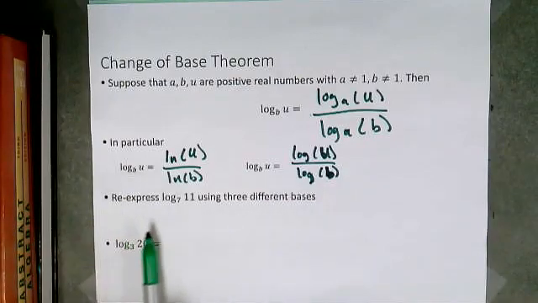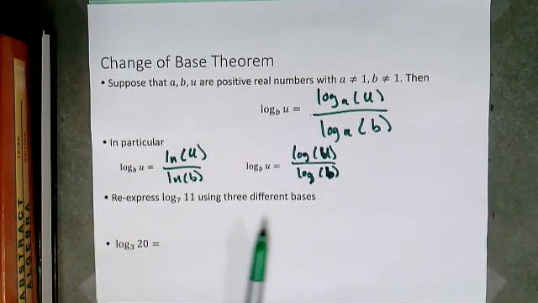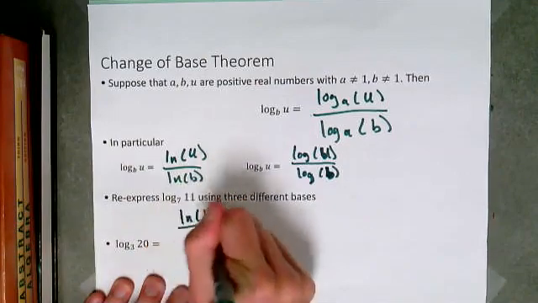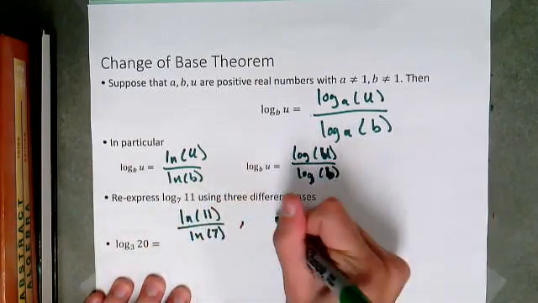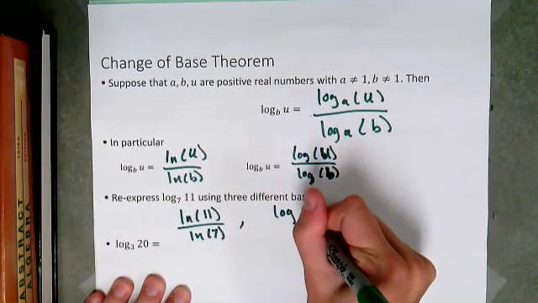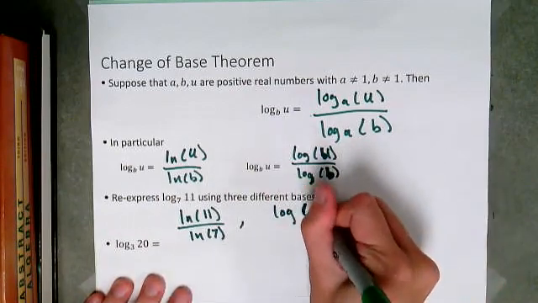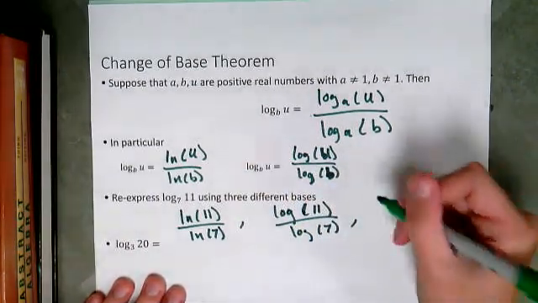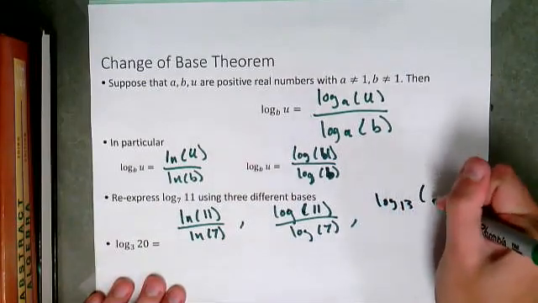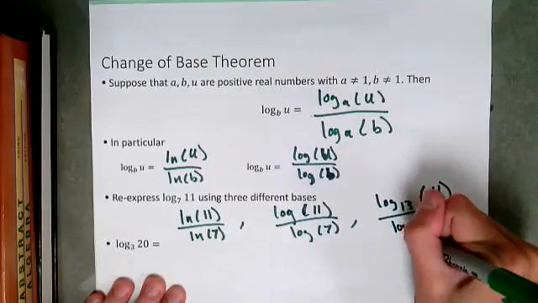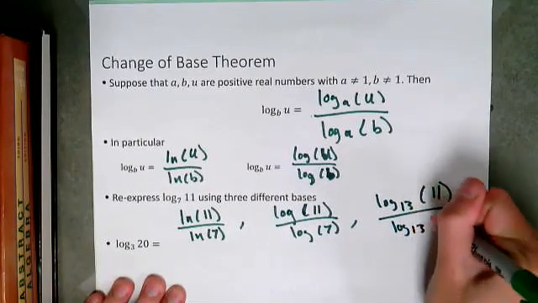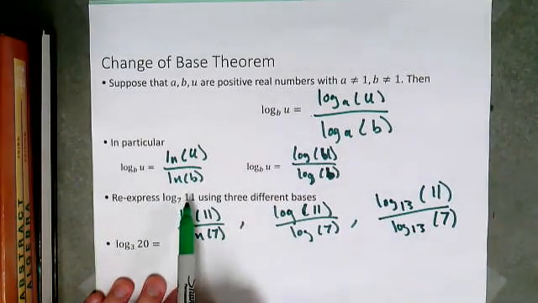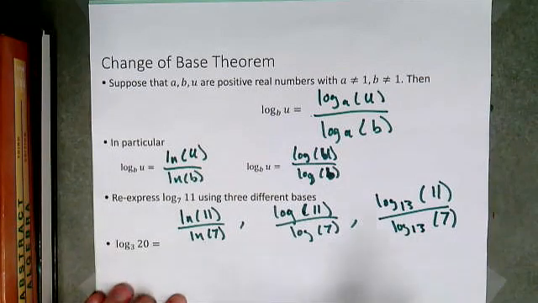So let's try re-expressing log base 7 of 11 using 3 different bases. Well, these two are nice and easy, so we'll get natural log of 11 over natural log of 7. We can use log, so this is log base, not 10, yeah, log base 10, so just log of 11 over log of 7, and pick your favorite base, log base 13 of 11 over log base 13 of 7, right? These are all different ways of rewriting log base 7 of 11, 3 different bases, still the same thing.